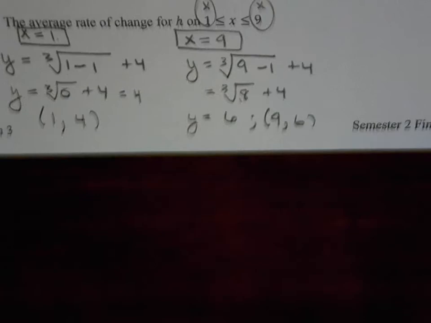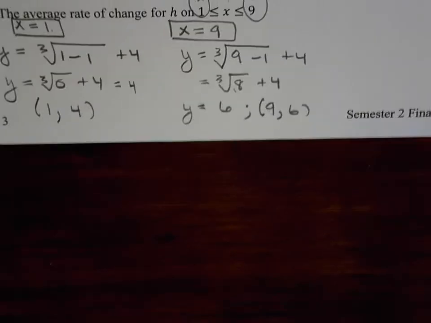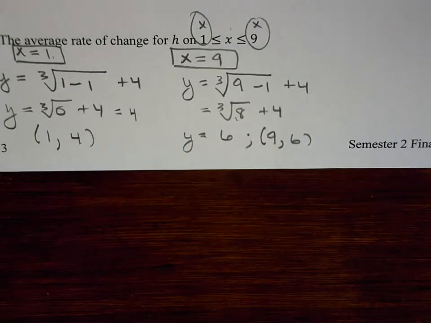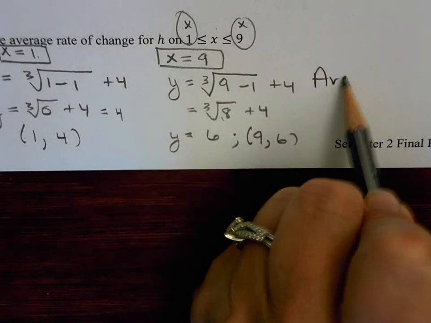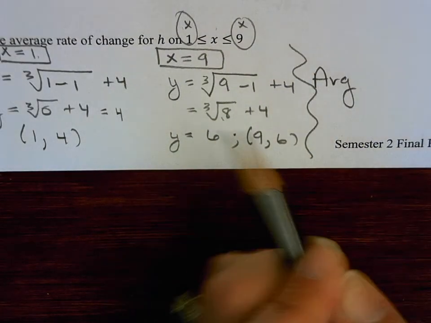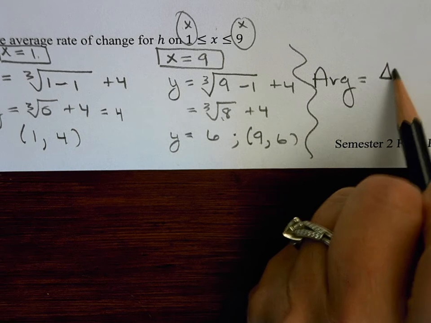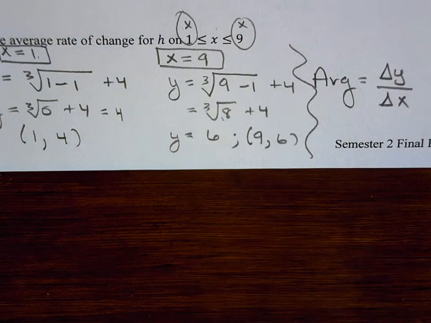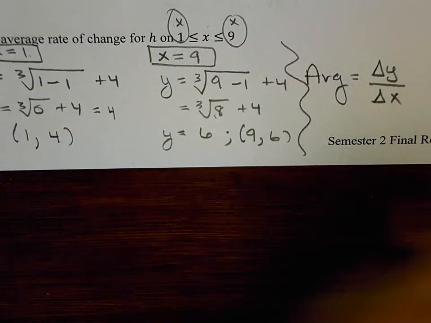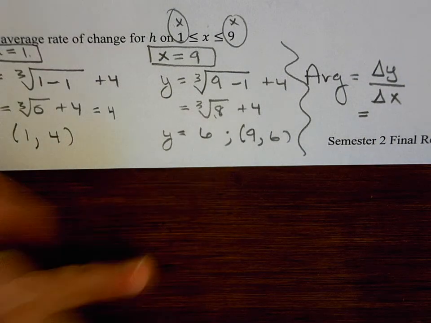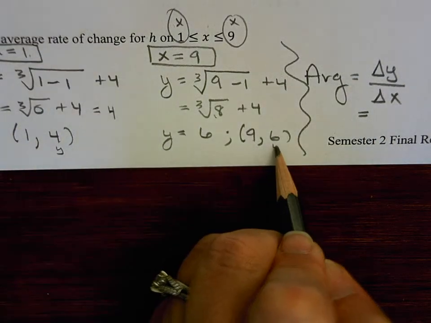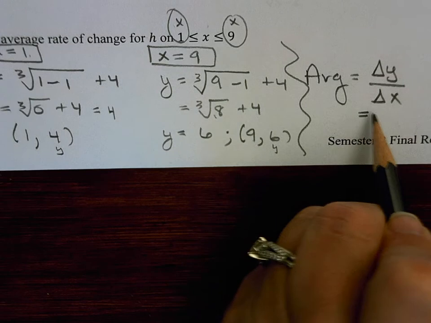So average rate of change is when I just subtract my y values over my x values. So again, to find my average rate of change is just delta y over delta x. So I'm subtracting my y values over my x's. My y values are 4 and 6, so I'm going to subtract those. So 4 minus 6, let me go this way here.